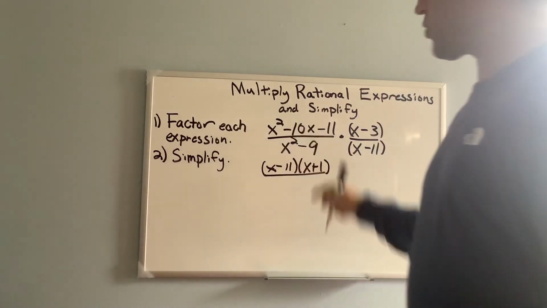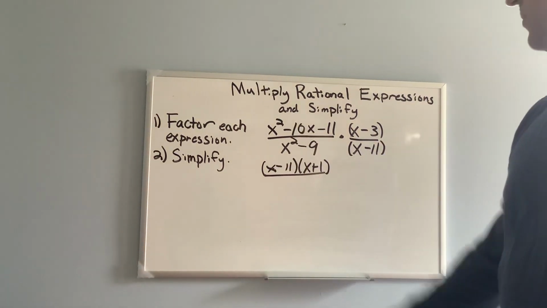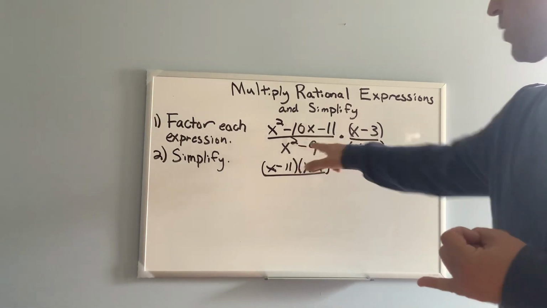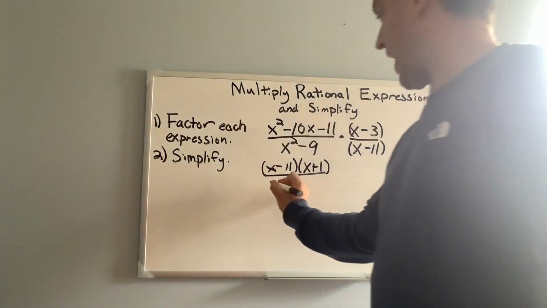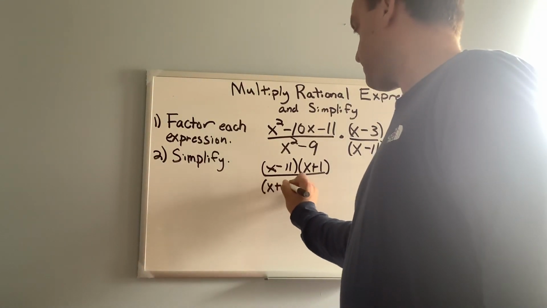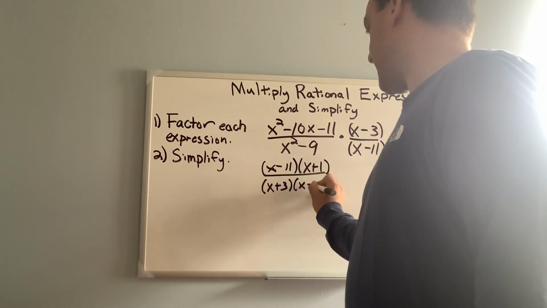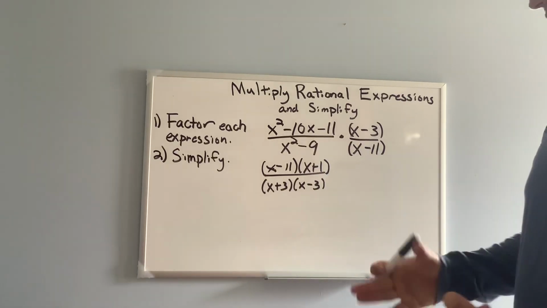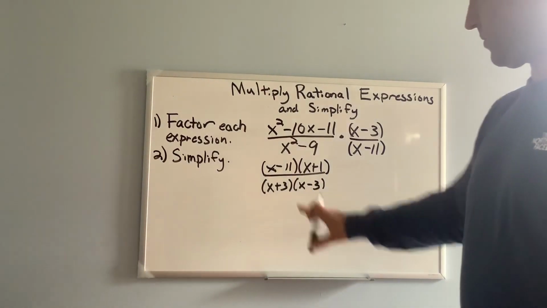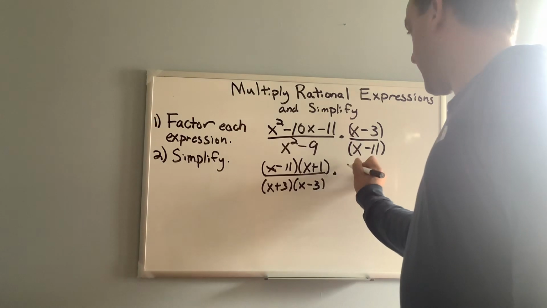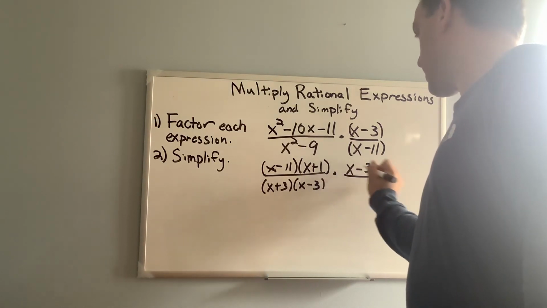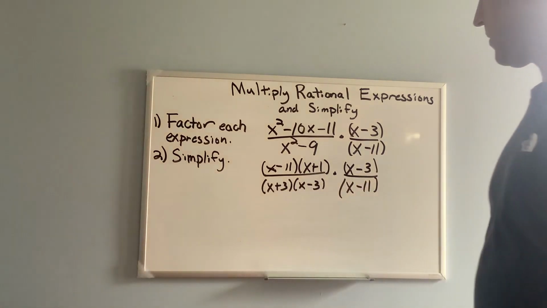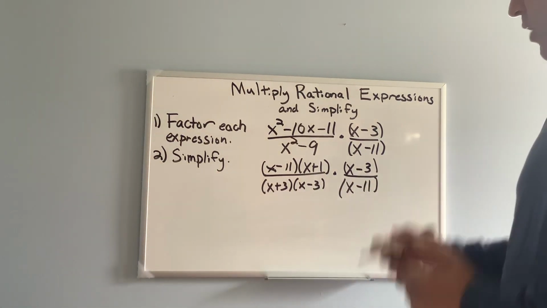Now to factor x squared minus 9, there's no x term, but 9 is a perfect square. And I remember that x squared minus 9 factors into x plus 3 times x minus 3. Some of you may need to write out a rectangle diagram to do that. I don't. And then here, it's x minus 3 in the numerator and then x minus 11. And then you just cross out what can be crossed out.